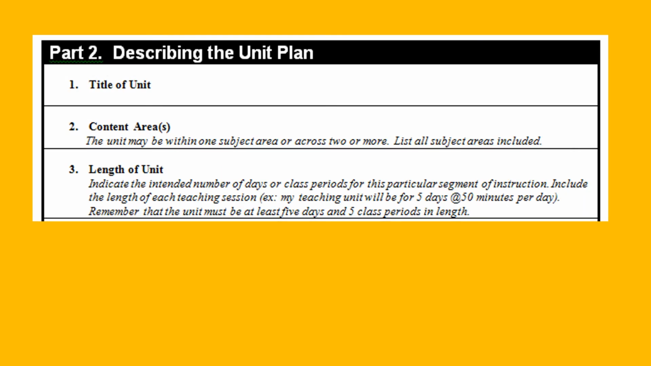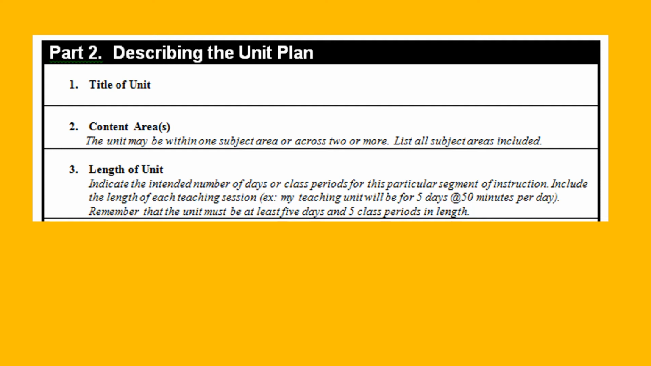Part two is describing the unit. So here you're going to put the title of your unit, the content areas that you're going to cover. It could be one or two or more, and the length of the unit. And notice right here that it has to be at least 5 days, and the 5 days have to be an entire class period, and also must be consecutive.